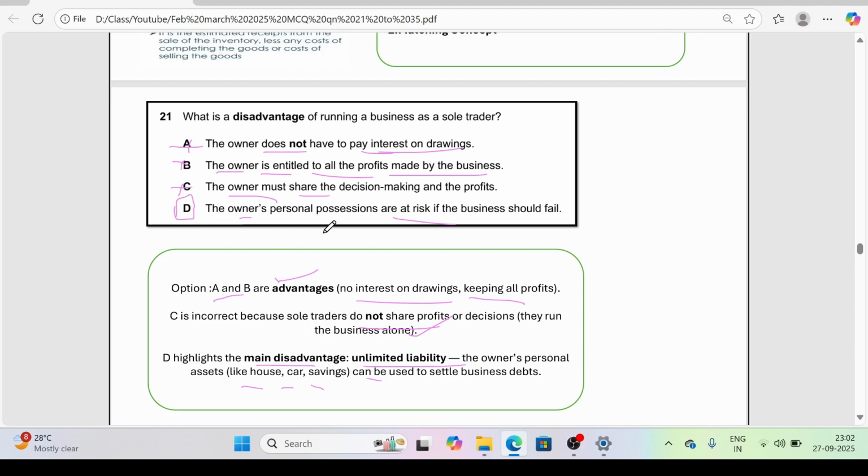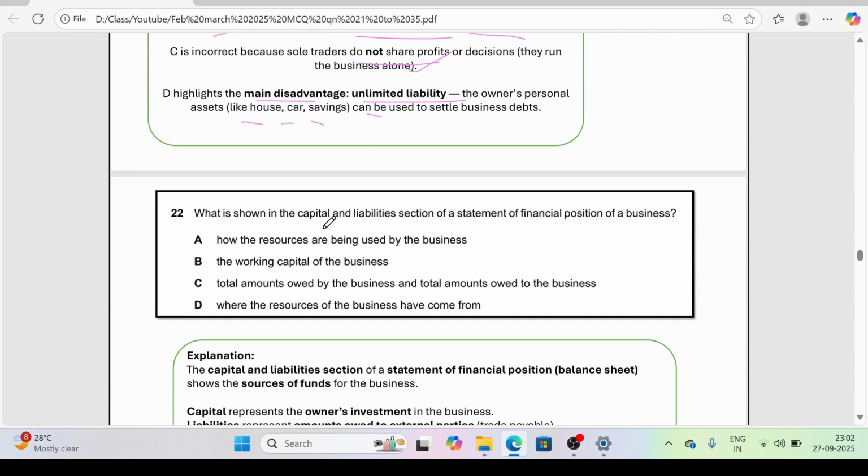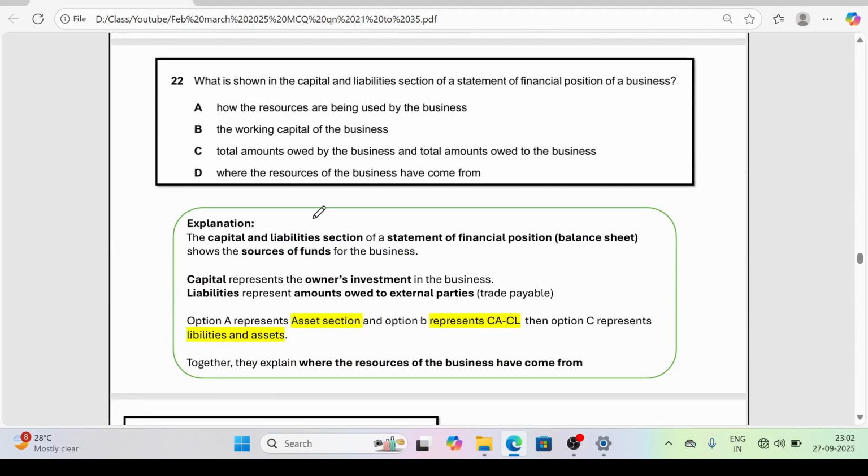Okay, so let's move to question number 22. What is shown in the capital and liability sections of a statement of financial position of the business? Option A, how the resources are being used by the business. B, the working capital of the business. Option C, total amounts owed by the business and total amounts owed to the business. And option D, where the resources of the business have come from.